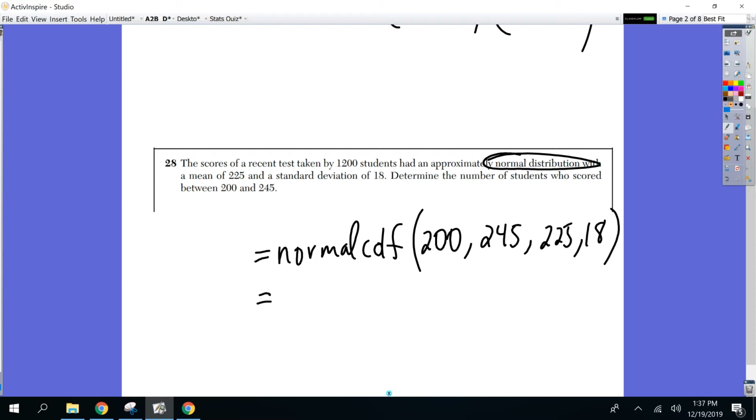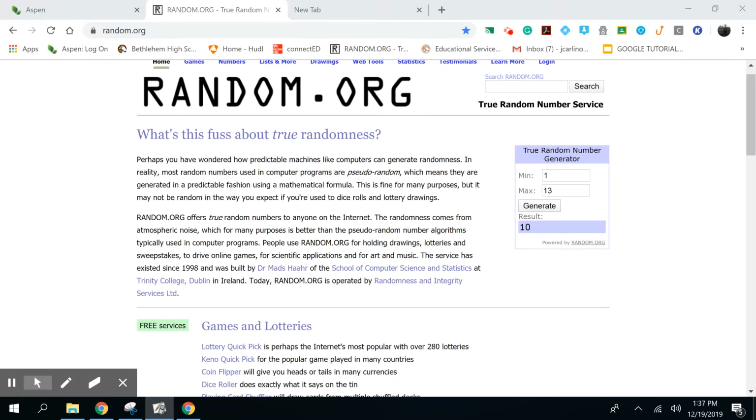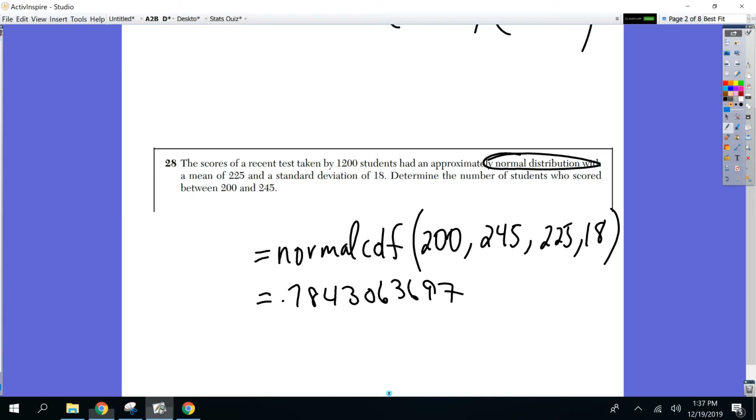What your calculator gives you is not my final answer, though. Reread the problem. I'm not asking for the probability or the percent. Everyone got your number? So about a 78% chance that you scored between 200 and 245, but I want to know the number of students. What am I going to do with that to find the number of students? Yep, I take that number and multiply it by the 1,200 students there are.